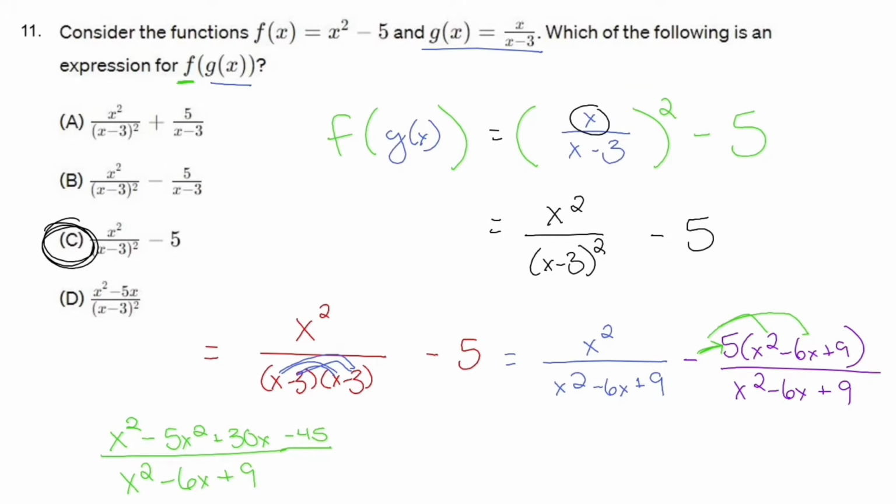Okay, and the only thing that we have to combine up here is that, which becomes negative 4x squared plus 30x, which doesn't combine with anything, minus 45 doesn't combine with anything, and you still have x squared minus 6x plus 9. So we're going to leave this like that. I'm not going to scratch anything out. I'm not going to cancel anything out.